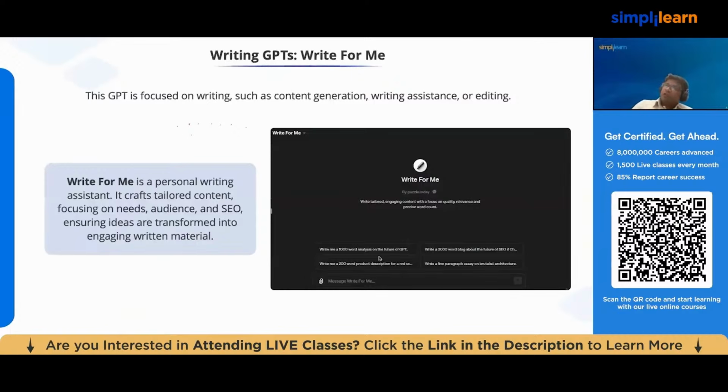Okay, so now we stopped here in yesterday's session. Now we'll be focusing on writing, such as content generation, writing assistant, or editing. Write for Me is also a very good tool of your ChatGPT, which gets you a personal writing assistant.